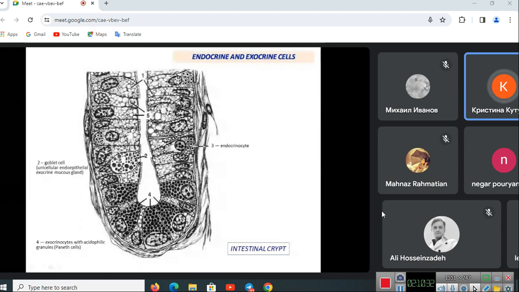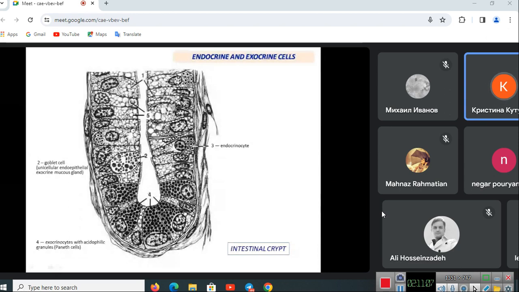So, if we look at the cell, how it looks like, we can say if it is an endocrine or exocrine gland, according to the location of the secretory vesicles. If the secretory vesicles are located in the apical portion of the cell above the nucleus here, it means that they will be released through the apical surface into the lumen of the organ. And it means that this is the exocrine gland.